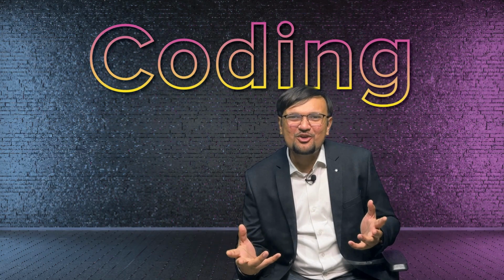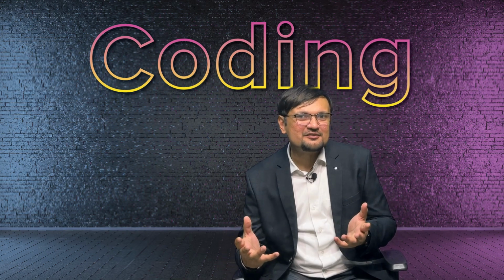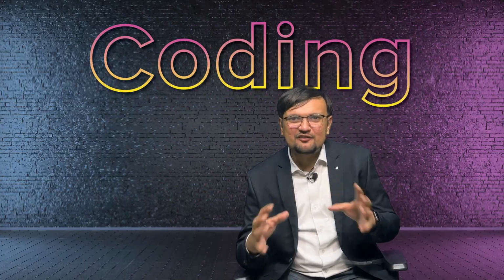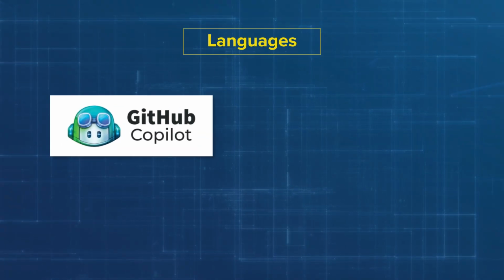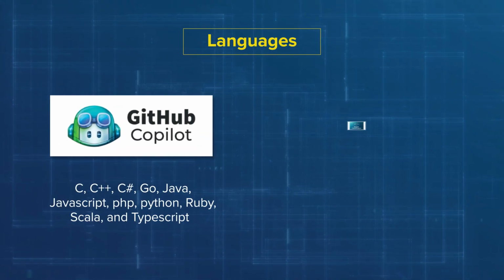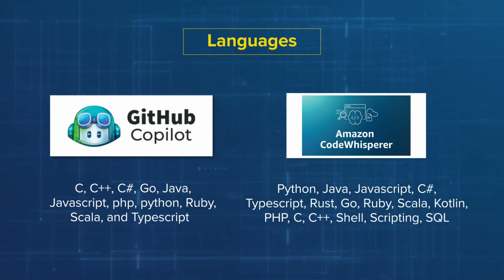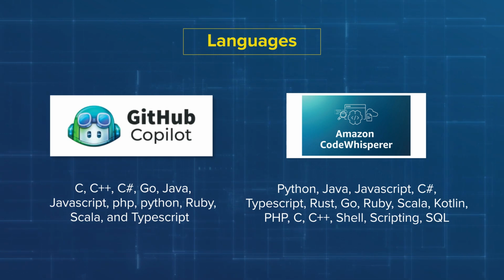I am writing code in Golang. Which assistant will support me? I don't have the languages these guys support on the top of my head. I am certain that on my left and on my right you are seeing a comparison which talks about all the languages that both the assistants support.